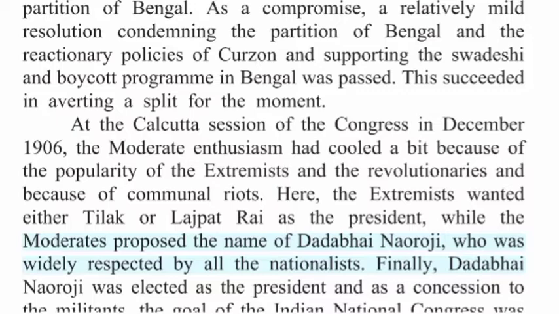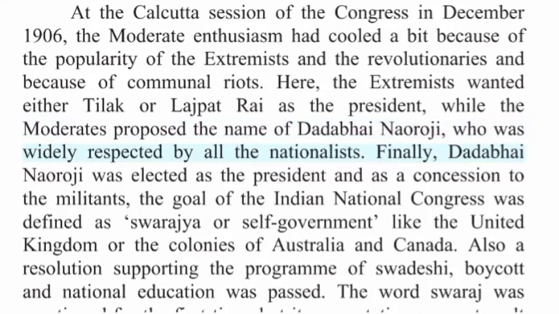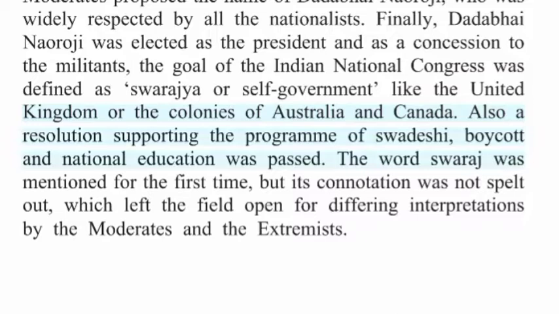Finally, Dadabhai Nauroji was elected as the president, and as a concession to the militants, the goal of the Indian National Congress was defined as Swarajya or self-government, like the United Kingdom or the colonies of Australia and Canada. Also, a resolution supporting the program of Swadeshi, boycott and national education was passed. The word Swaraj was mentioned for the first time, but its connotation was not spelled out, which left the field open for differing interpretations by the moderates and the extremists.